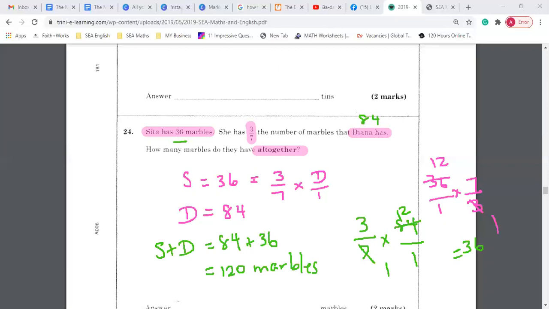All right, 120. So the key line of that question was she has 3/7 of the number that Diane has. We don't know how much Diane has, so we have to solve for that first. So that's step 1. We solve for what Diane has. Then step 2 will be how many marbles they have all together.